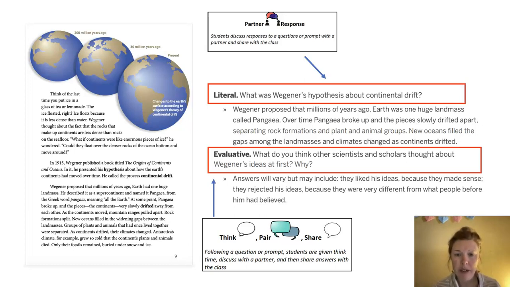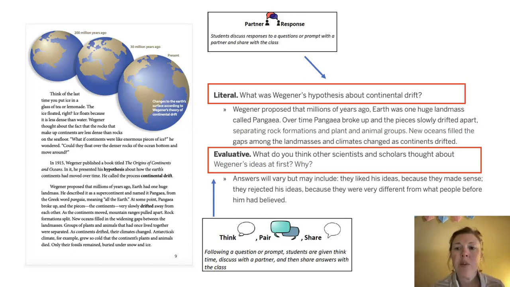Here is the question. You ready? What was Wagner's hypothesis about continental drift? Partner 1's, share your response with partner 2. Okay, partners, this pair right here. Partner 2, can you share partner 1's response? Excellent. Wagner hypothesized that long ago, Earth was one huge landmass called Pangaea that broke up and drifted apart over time into the continents we know today.